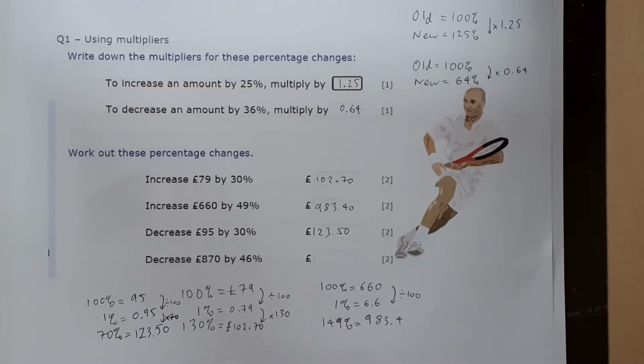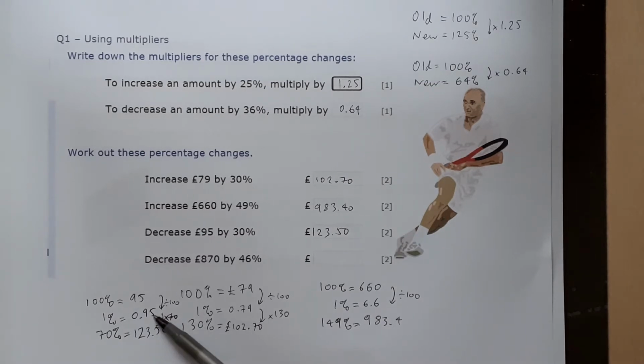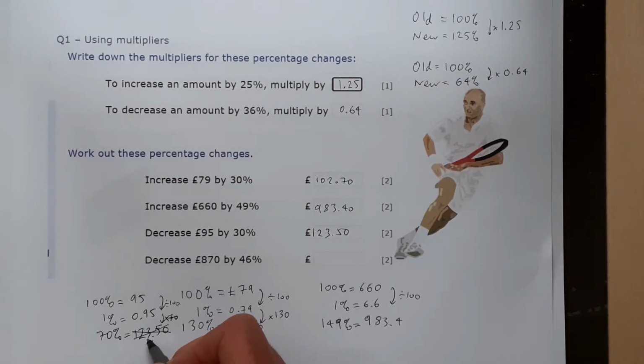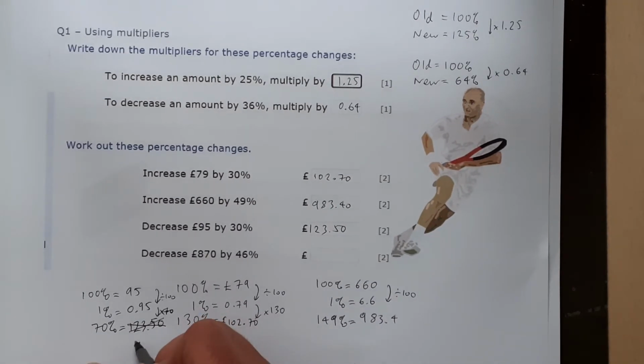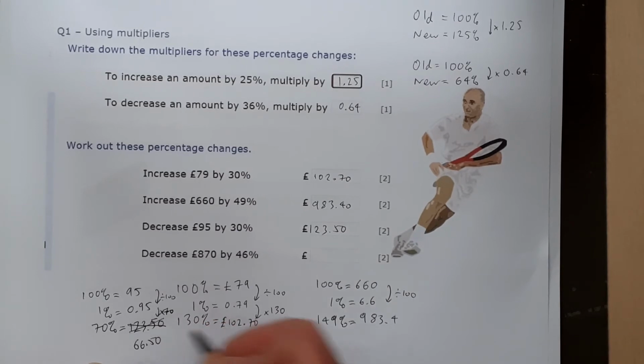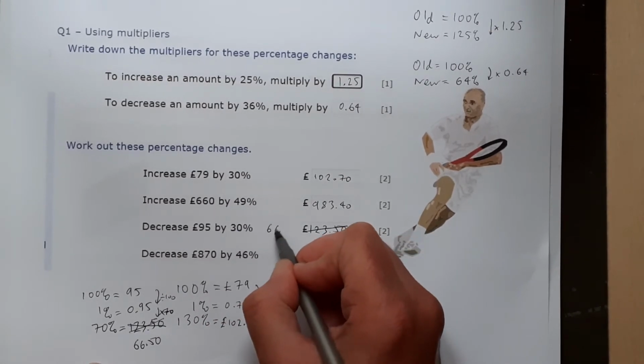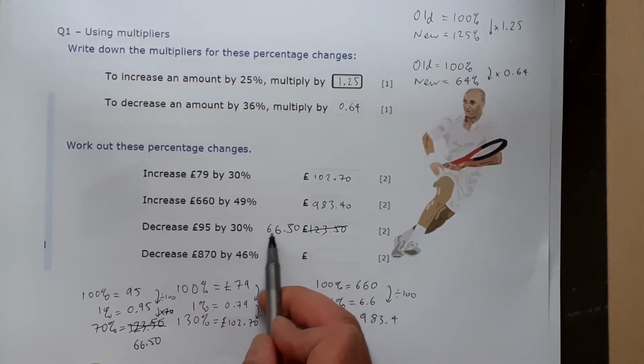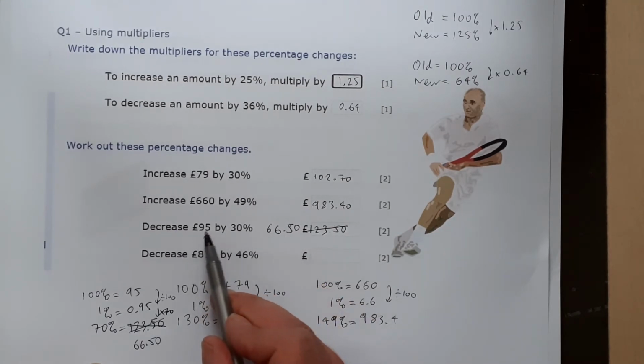You'll notice here actually that I've made a mistake. I've multiplied by 130 here rather than 70, so that should be £66.50. Now I was able to spot that because I know that a decrease by 30%, I should end up with less than I started from.